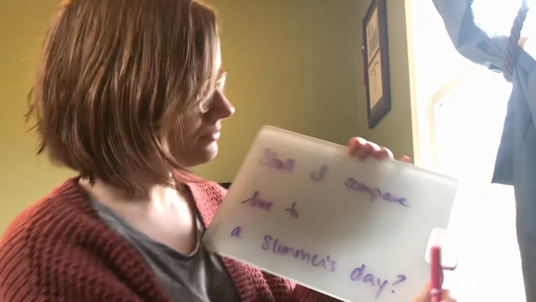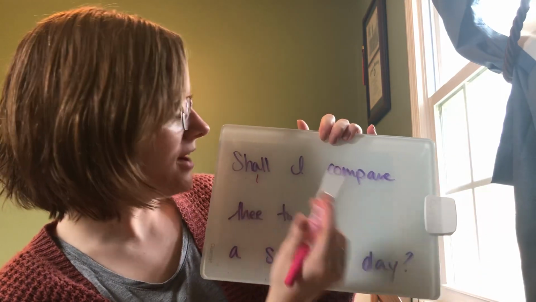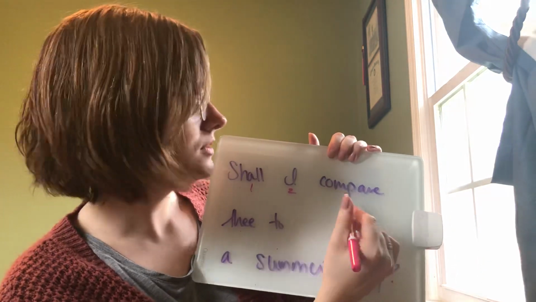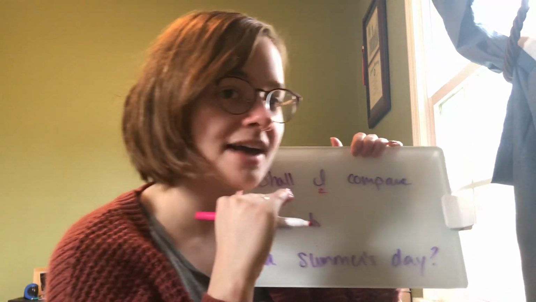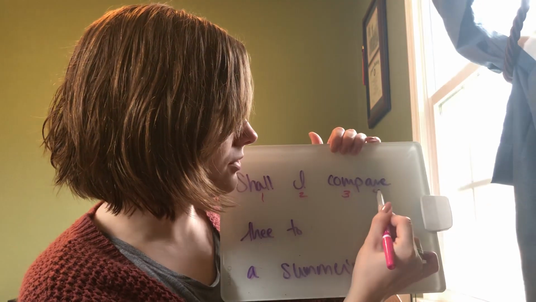So here we have, and we're going to count first. Shall is 1 syllable. I is 1, so that's 1, 2. Compare. Again, compare. So you have 2 syllables. 3, 4. Compare.